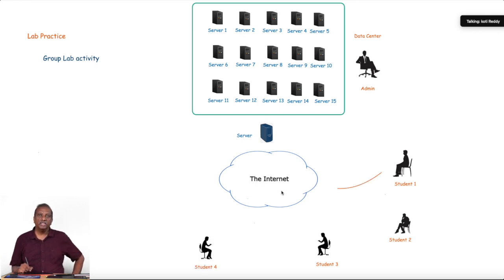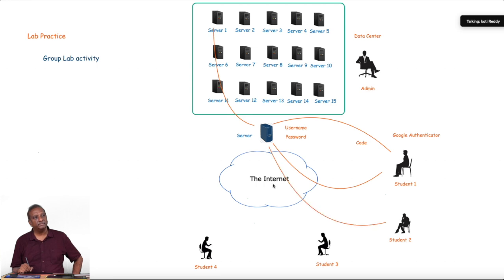You'll be given one username and password. When you supply the username and password, a code will be sent to your Google Authenticator app. Once you authenticate using the code, you will get connected to your relevant server. And then all the students can get connected to the server, right? When they get connected, they can get connected to their own servers like this, right?